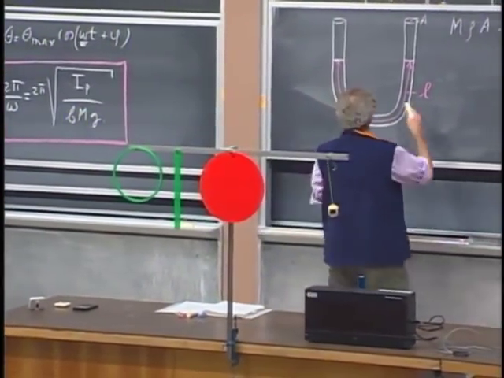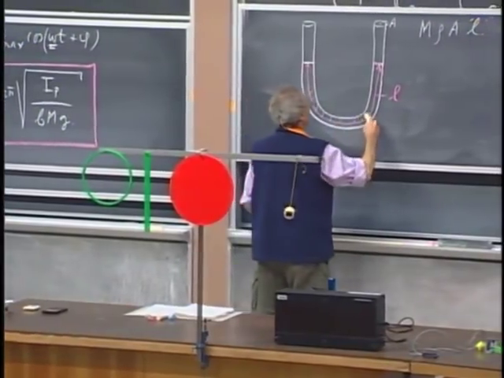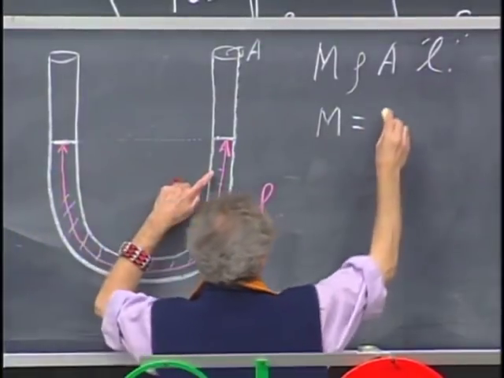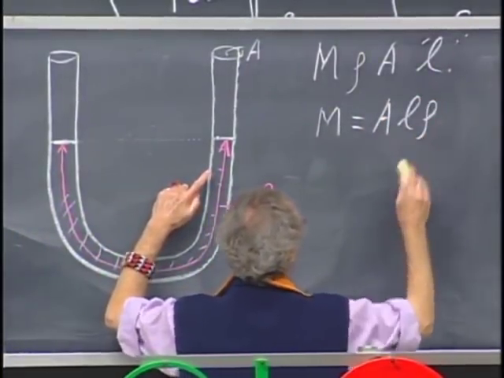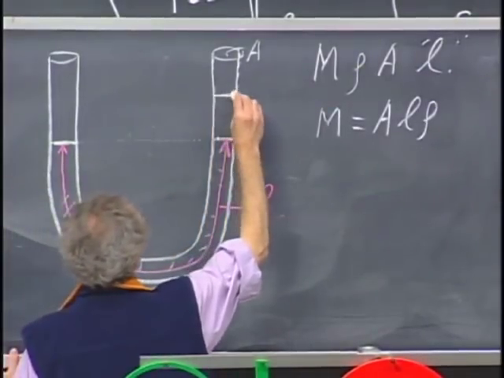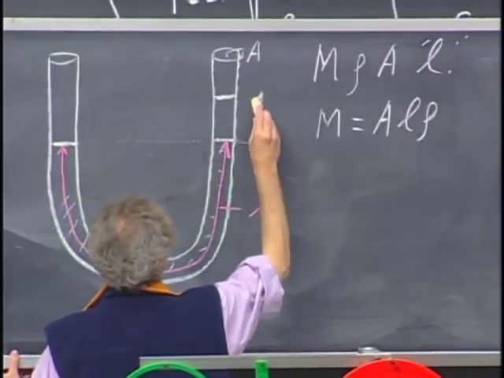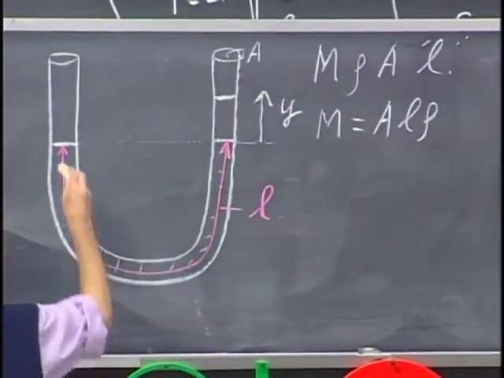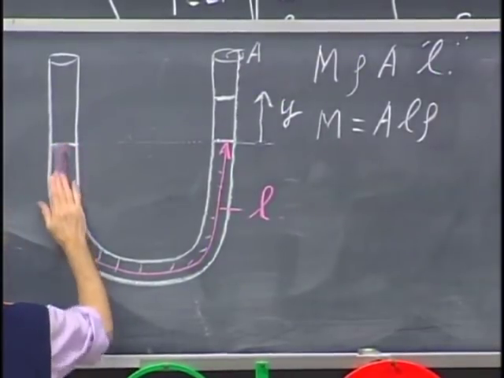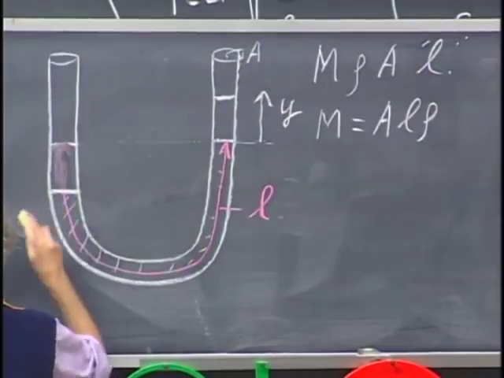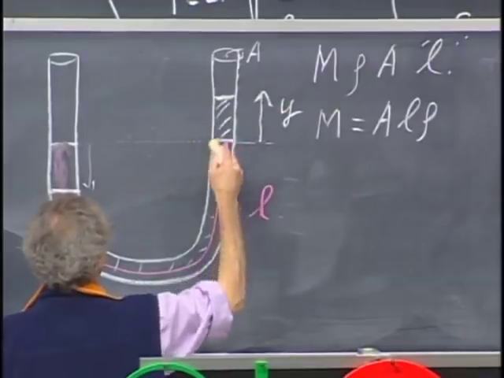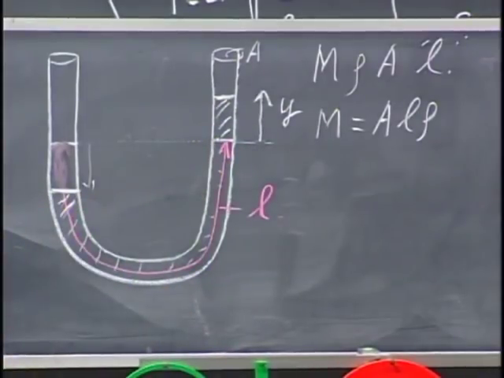The total mass of the liquid that I have is the volume, which is the area times the length times rho. I'm going to offset it so that this is higher over a distance y. So this then is lower over a distance y. So this distance is also y. Same as that. So the liquid now is here, and then I release it, and it will start to oscillate.